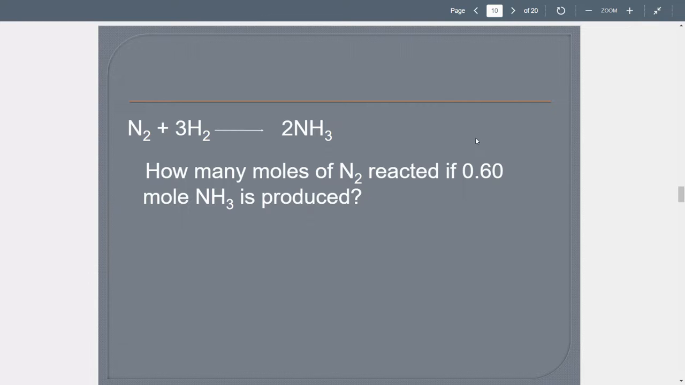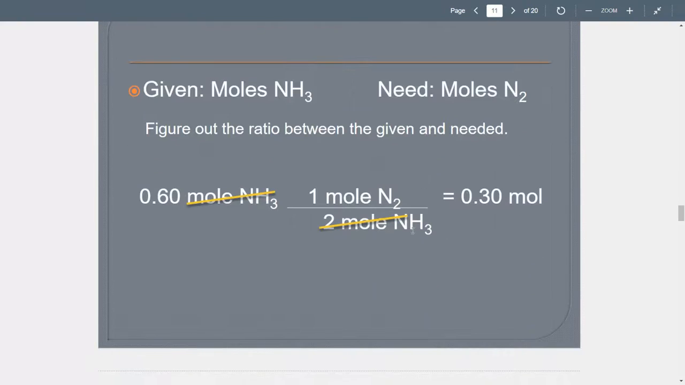So now I'm at my mole ratio. Where does my mole ratio come from? Where do the numbers go for my mole ratio? The balanced equation, right? So what's the number in front of N2? 1. What's the number in front of NH3? 2. What's 0.6 times 1? 0.6 divided by 2. 0.3. Yep, 0.3.